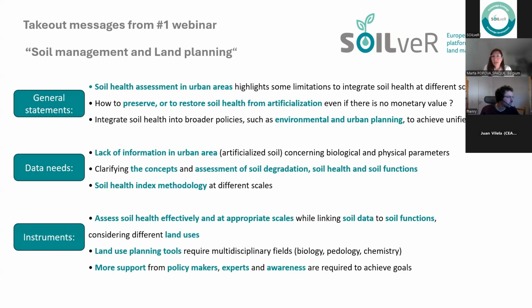And concerning the instruments, it's important to assess soil health effectively at different scales, and to link the soil data to soil function and to different land uses. And to do this, it's important to connect the land use planning tools, which require more multidisciplinary fields such as biology, pedology, or chemistry. And of course, we need more support from policymakers, from experts, and more awareness to achieve these goals.